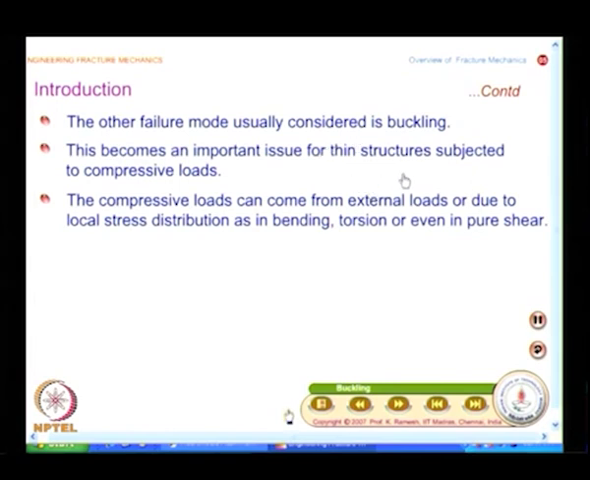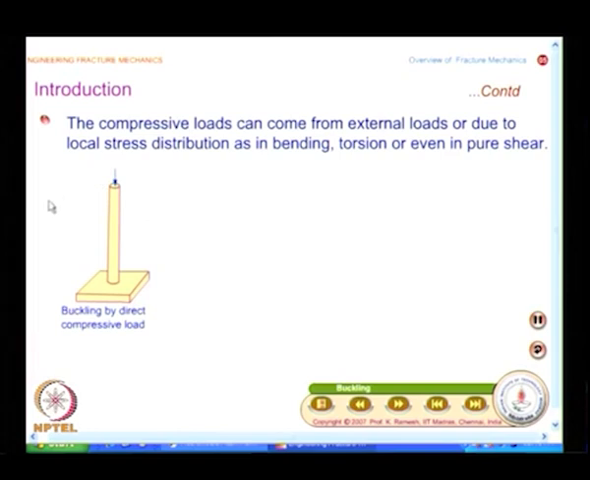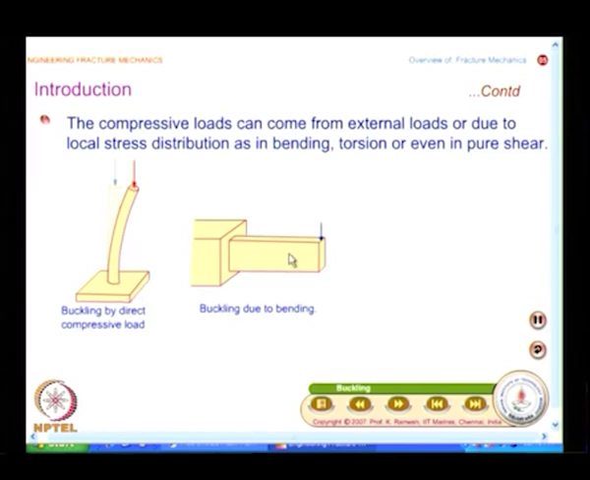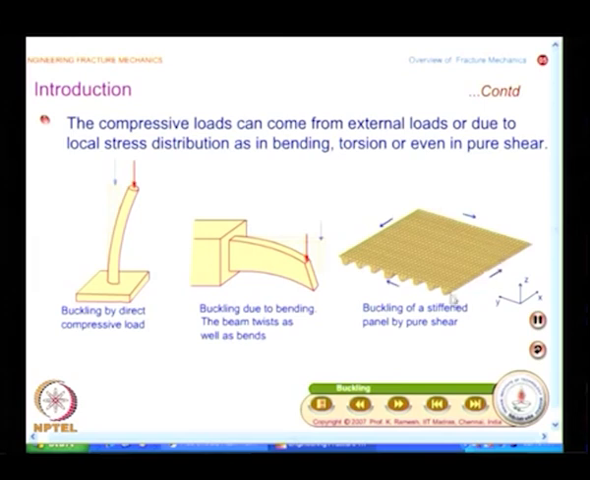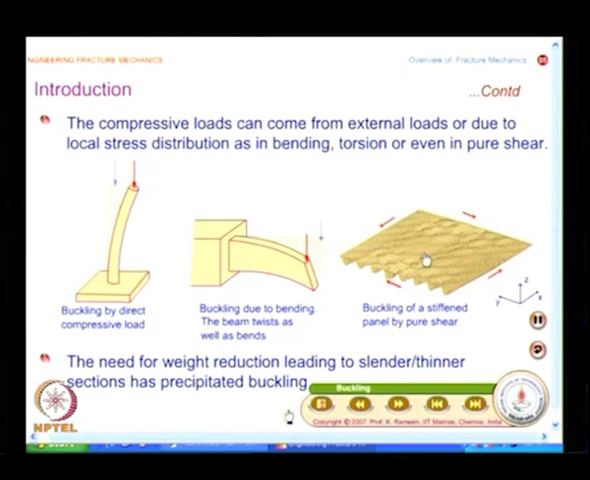Where do the compressive loads come from? The compressive loads can come from external loads, which is obviously seen in the case of column buckling, or due to local stress distribution as in bending, torsion, or even in pure shear. And let us see an example for each of these cases. We start with column buckling, which everybody knows, and you have buckling due to bending, where the beam buckles, and you have a panel which is reinforced by stiffeners, and as the shear is increased you find that the surface has buckled.